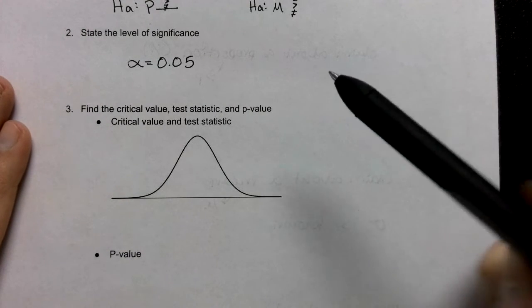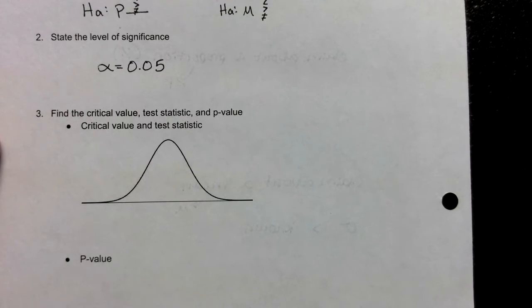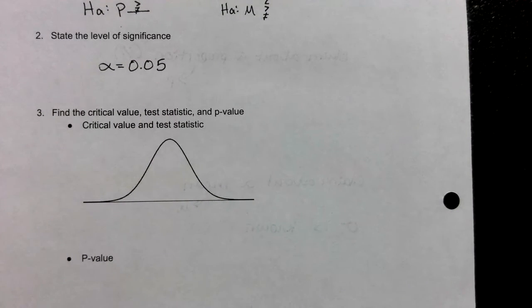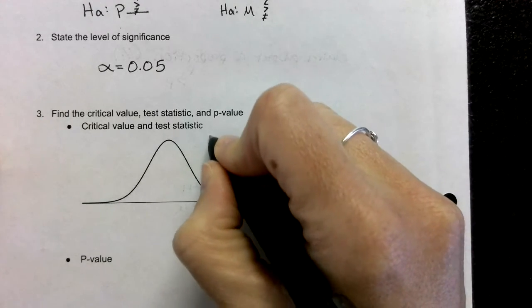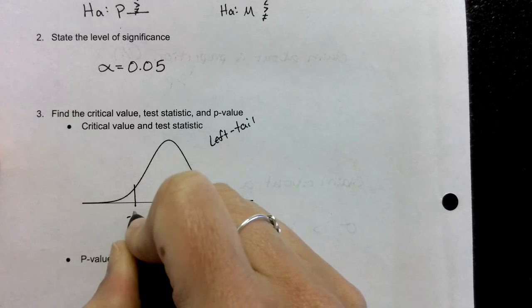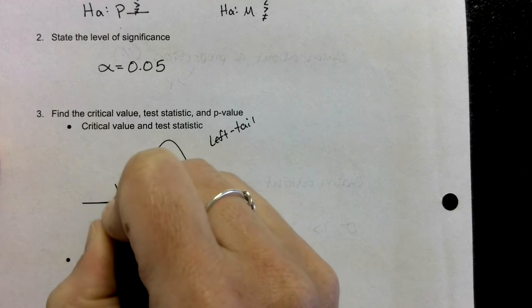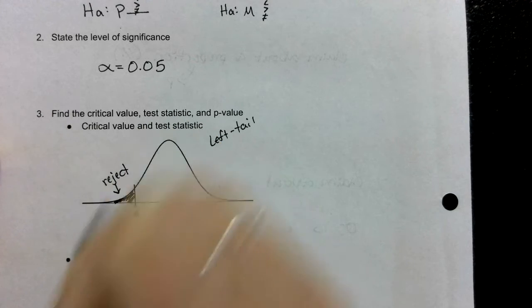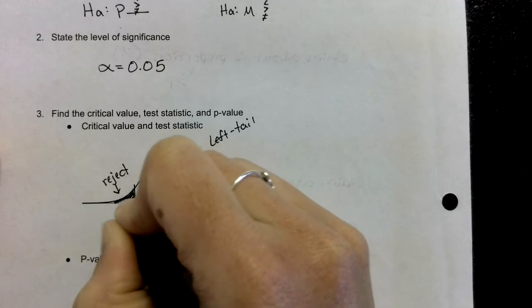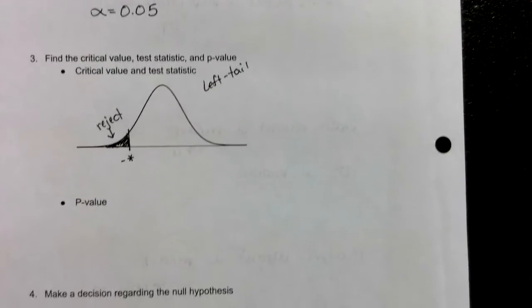So for step 3, we've got critical value, test statistic, and p-value. Your critical value depends on whether you have a left or right tail test or a two-tail test. I'm just going to do, for example here, a left tail test. So we would have a negative critical value. Anything beyond that critical value is considered the reject region. If your test statistic falls in that region, you get to reject the null hypothesis.